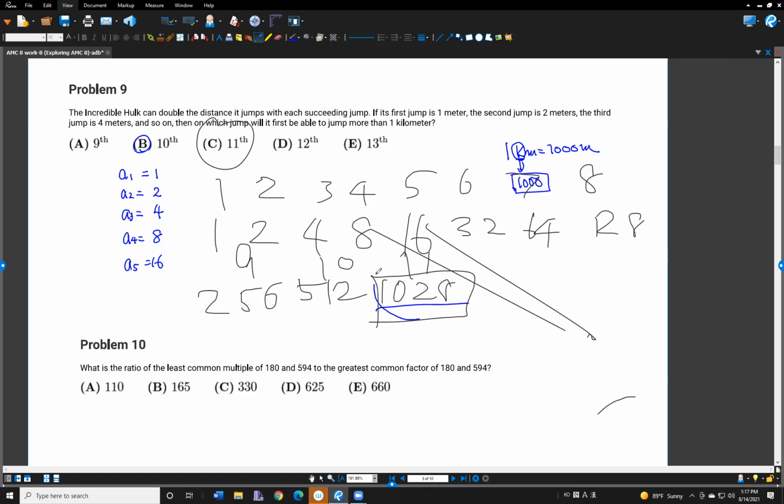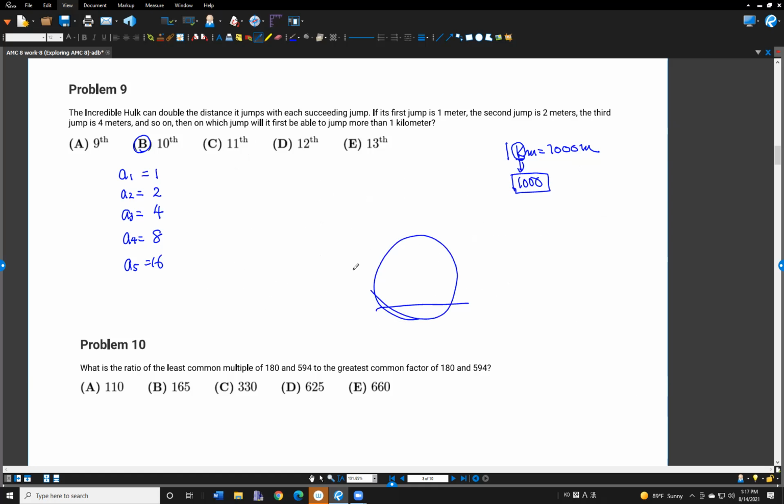Very good. Good try, okay? Good try. I'm gonna keep continuing anyway. A6 is what, 32. A7 is 64. A8 is what, 128. A9 is 256. A10 is what, 512. A11 is 1,024, right?